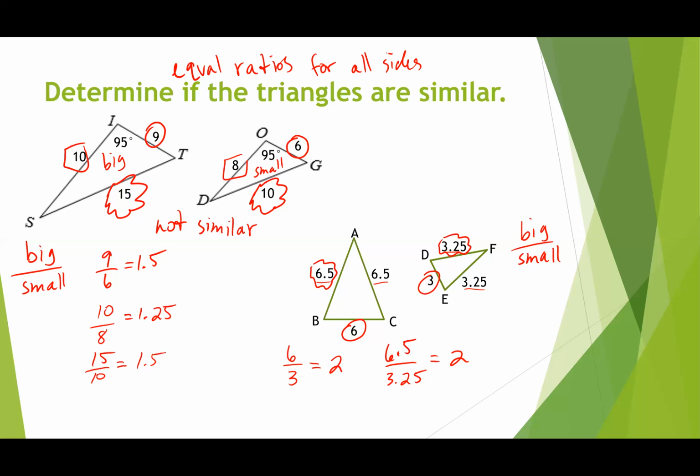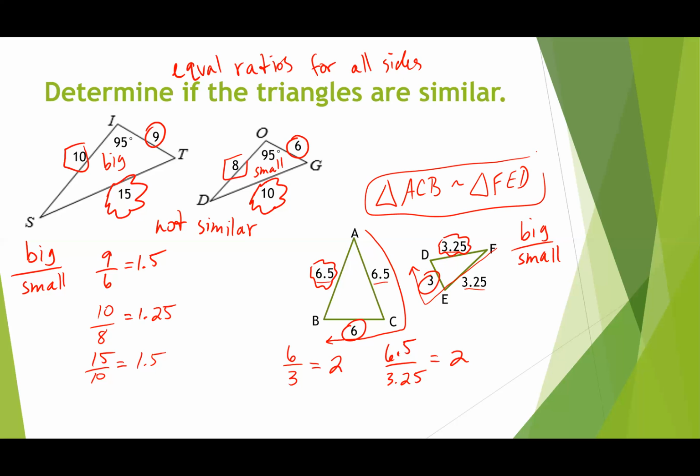Okay, so now since these are both the same, I know that these triangles are similar, and I'm going to write a similarity statement. I'm going to do the first one here. Remember, you can name the first one however you want. So I'm going to go triangle ACB. So triangle ACB is similar to triangle, and now we're going to do the same pattern over here. We'll go FED. Okay. So very good.